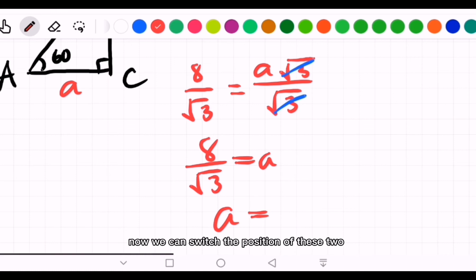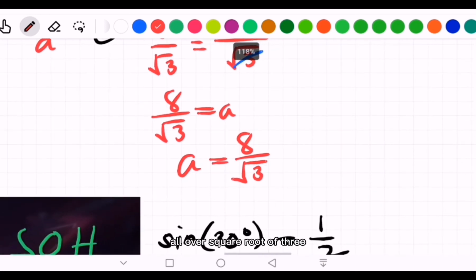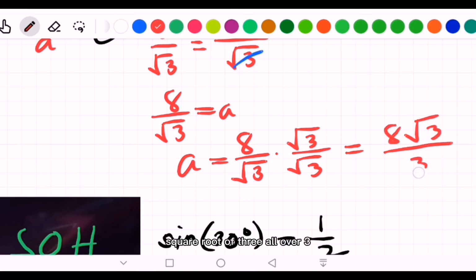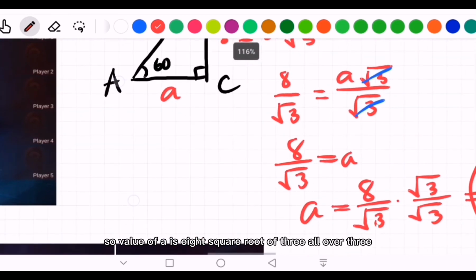Now we can switch the position of these two expressions so that it will be easier for us to identify the parts of the unknown. So in here, A is equal to 8 all over square root of 3, and by rationalizing the denominator, we'll be multiplying by square root of 3 over square root of 3, so that we'll be able to identify that the value of A is 8 square root of 3 all over 3. So the value of A is 8 square root of 3 all over 3.